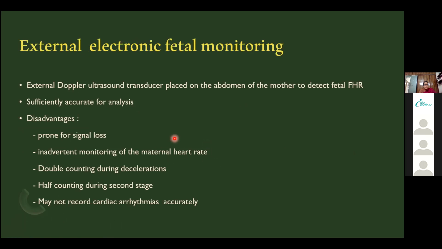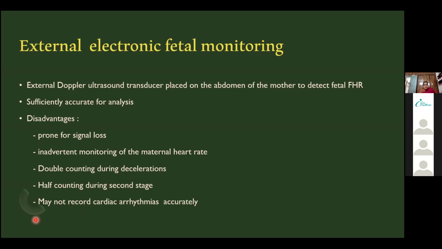Almost 99% of us do only external fetal monitoring. This is the routine thing that we do. The disadvantage of external fetal monitoring is that it is prone to signal loss when the uterus is over-distended or when the patient is very obese. Even if you place the fetal Doppler, sometimes it may not pick up the signal or the probe may slip. And as I said, sometimes it may be the maternal heart rate which is picked up, whereas in internal monitoring this doesn't happen. Double counting and half counting can occur during the second stage. I'll tell you what that is at a later stage.